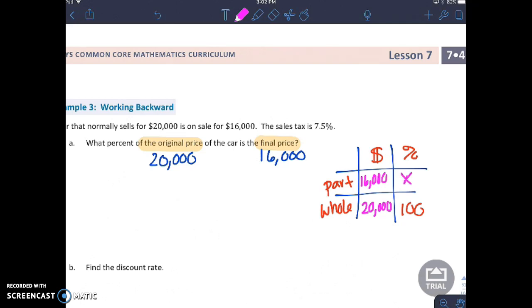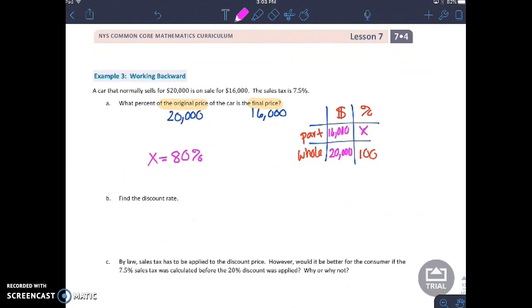As long as you have 16,000 diagonal from 100, you have x diagonal from 20,000, you're good to go even if the numbers are in different spots. So when you solve that, x equals 80%. So what that is saying is that $16,000 is 80% of $20,000. That's how to interpret what you just found. Now we're supposed to find the discount rate. Basically, they're saying that if they were to say that this car is some mystery percent off, what percent is that? So pause the video, give that a try, unpause when you're ready.